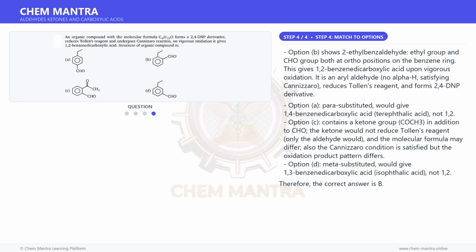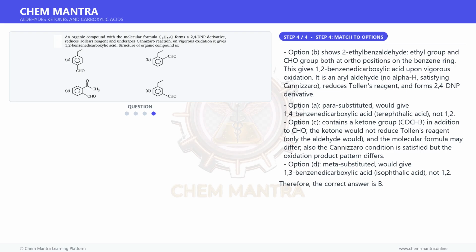And for the final step, option B shows 2-ethylbenzaldehyde, with the ethyl group and CHO group both at ortho positions on the benzene ring. This gives 1,2-benzenedicarboxylic acid upon vigorous oxidation. It is an aryl aldehyde, no alpha H, satisfying Cannizzaro, reduces Tollens reagent and forms a 2,4-DNP derivative.